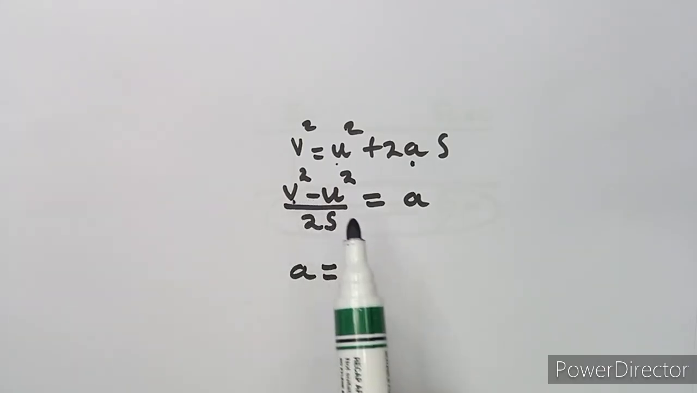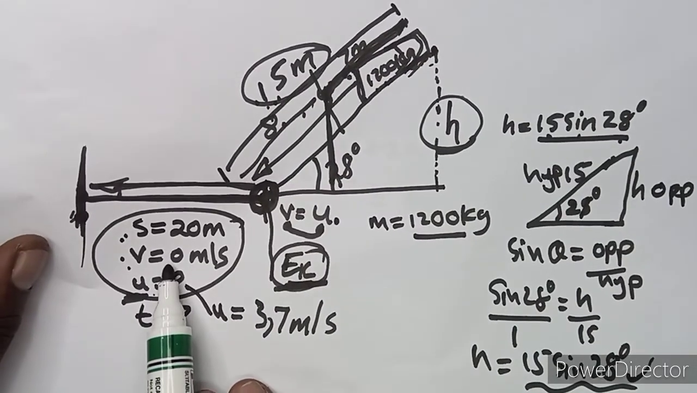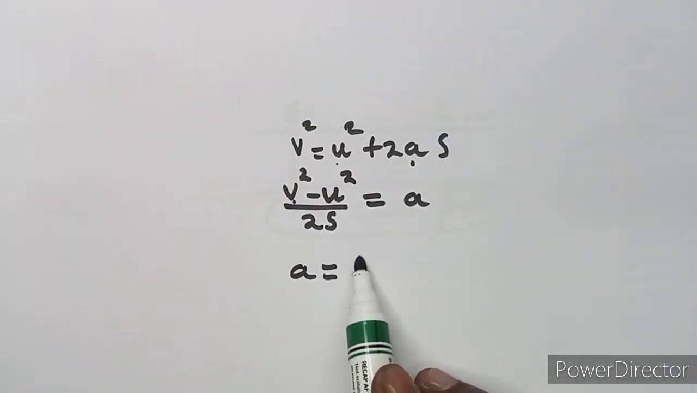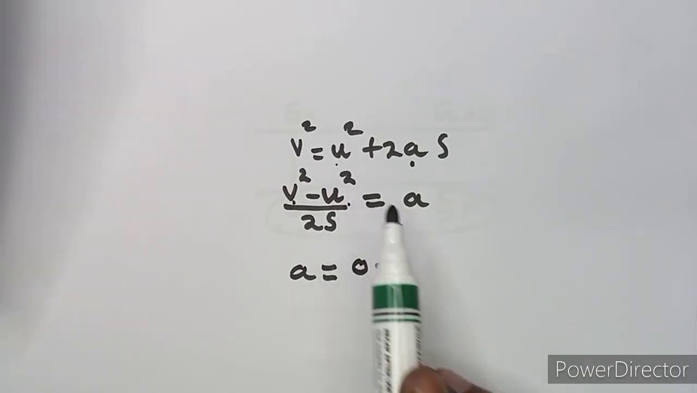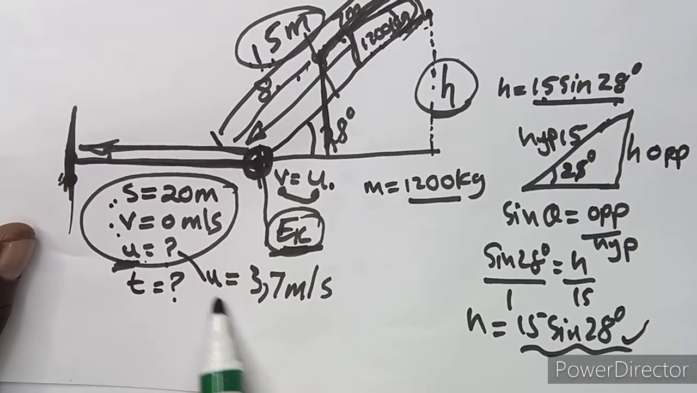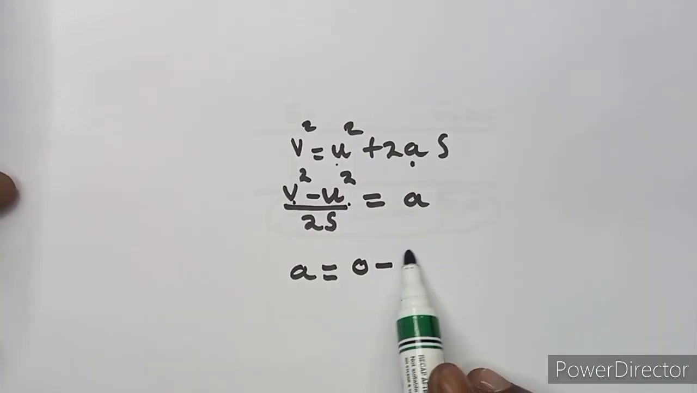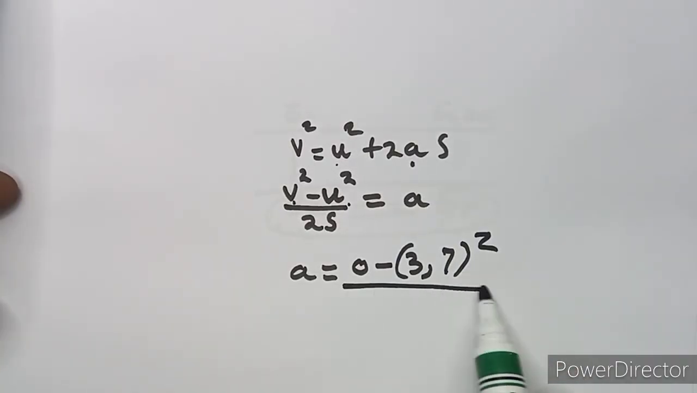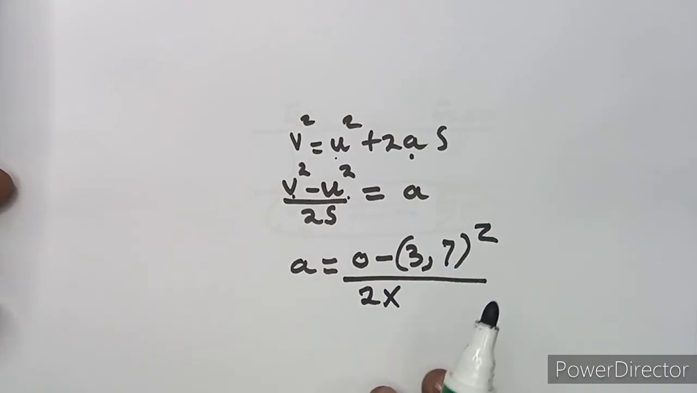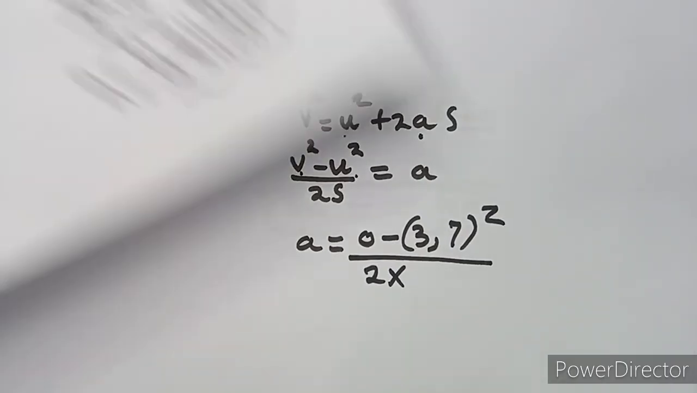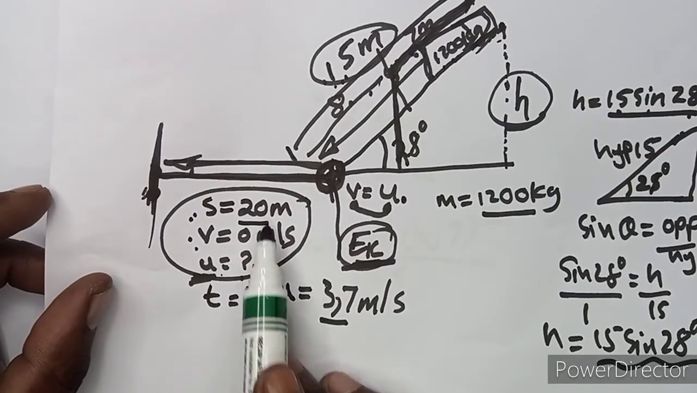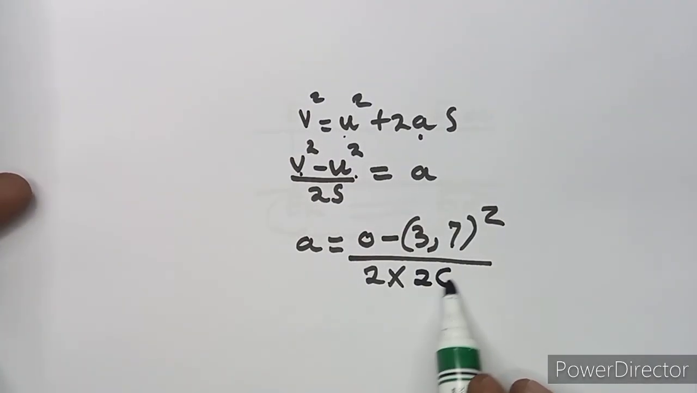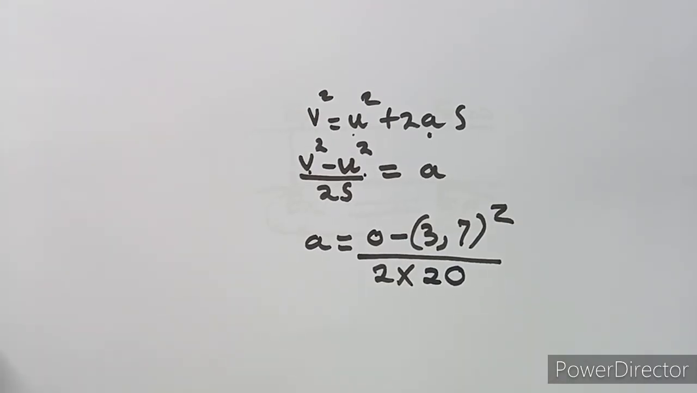You can substitute v. Remember, v is the final velocity, which is 0 there, minus u squared, the u is the 3,7, so you've got 3,7 squared like this, over 2 times s, which is the displacement or the distance which was actually taken, the displacement of 20 meters because it's a straight line.